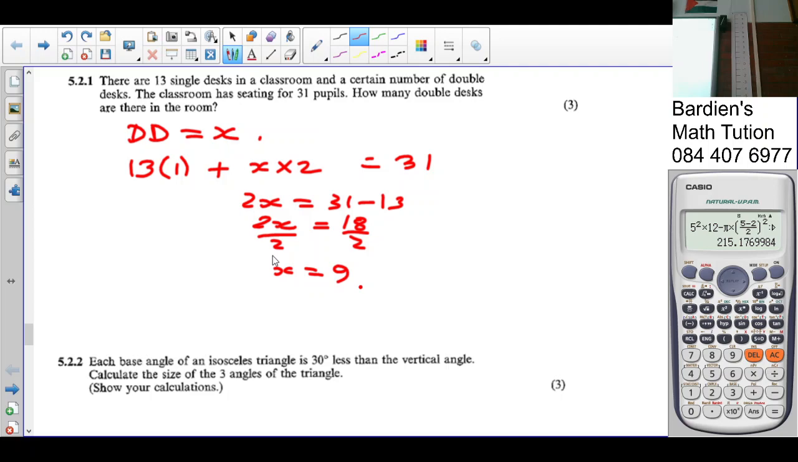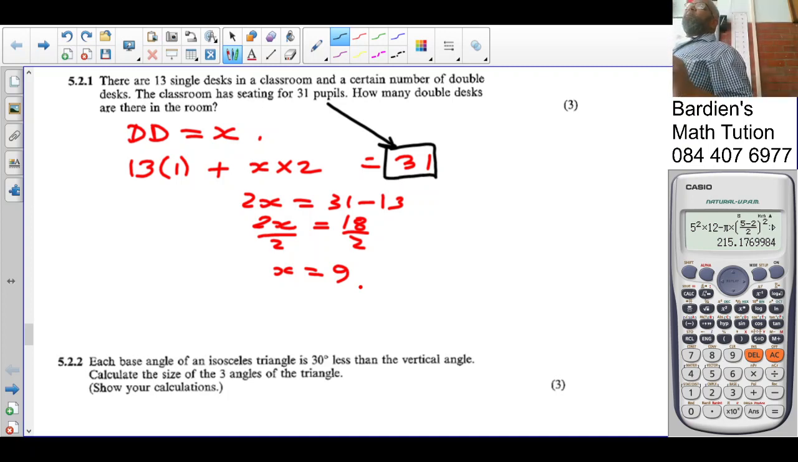You see, what does this represent? 31 represents the number of pupils. So I must set up an equation to get me to the number of pupils that can be seated in this classroom. You understand? So for every one desk, it seats 2 people. For 5 desks, it seats 10 people, and so on and so on.